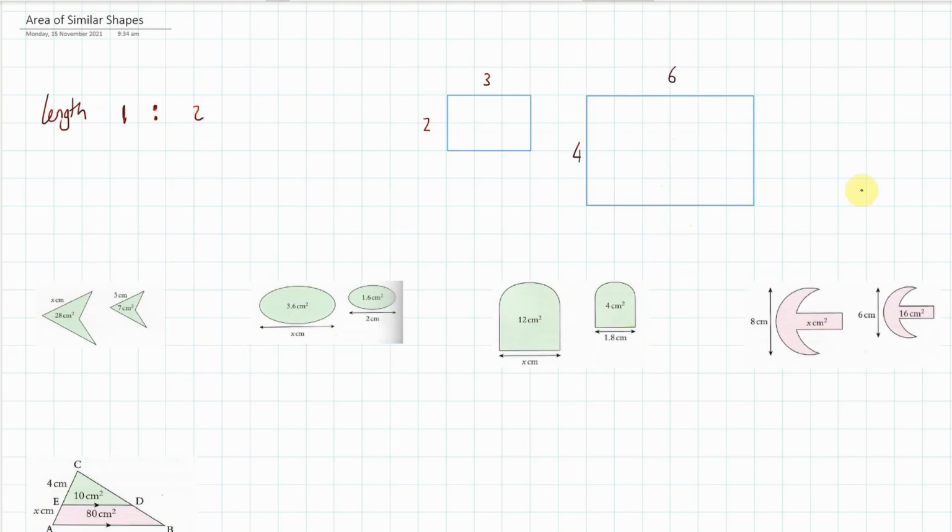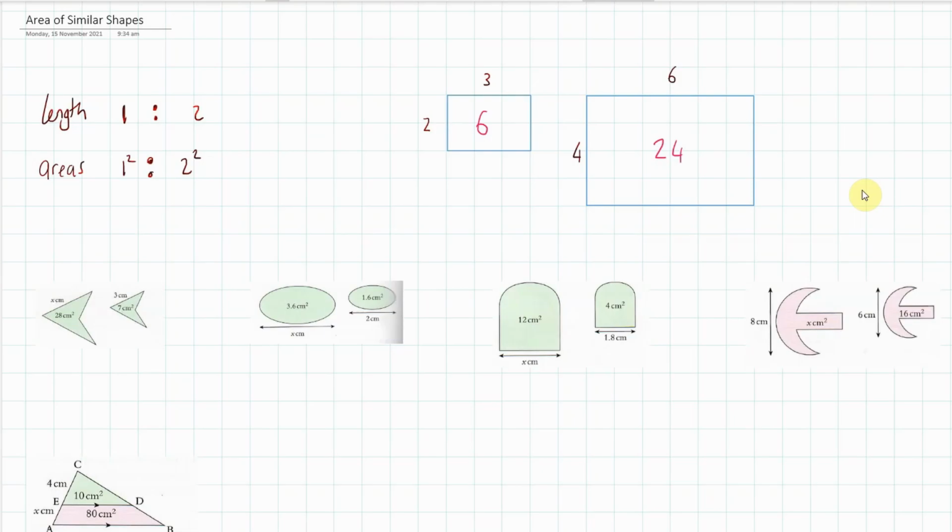But the interesting thing that happens here, if you look at the area of the original, it's 3 by 2, so you've got 6 squares. And now, in the enlarged version, it's not that you have 12 squares, you actually have 24. So the ratio of the areas is not 1 to 2, but it's 1 squared to 2 squared. In this case, 1 to 4.